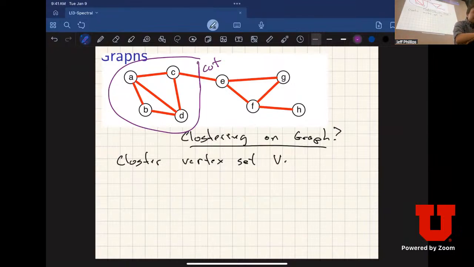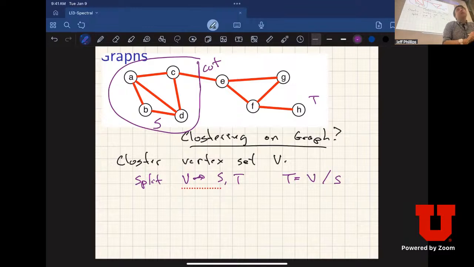So I want to do a split of V into two sets S and T. We'll call this set S, and then T will be V minus S, right? So T will be everything left over. All this stuff over here is T. I somehow want to cut the graph in this way. And how do we determine what's a good cut?